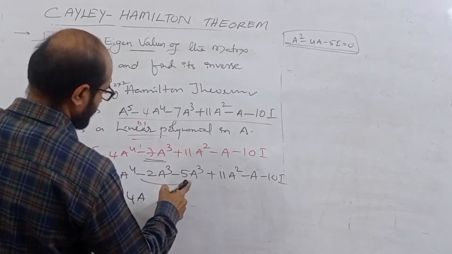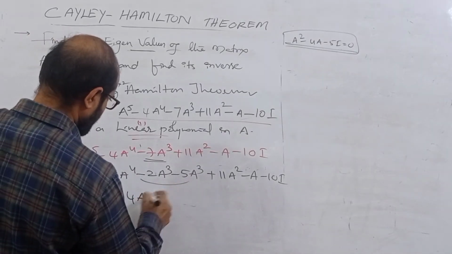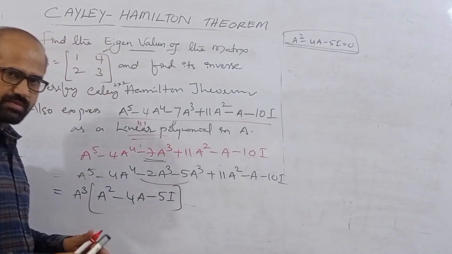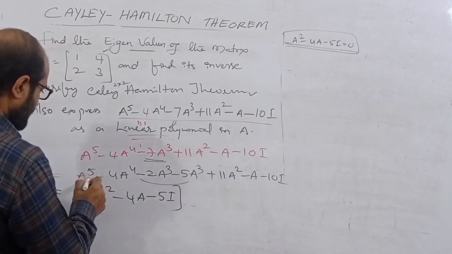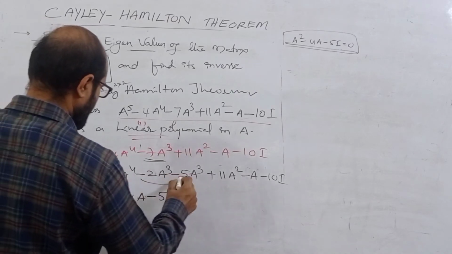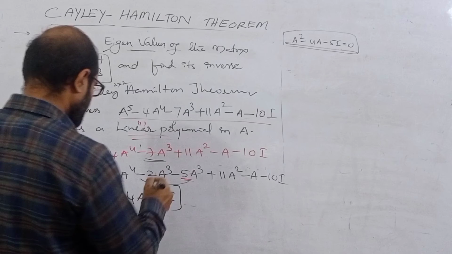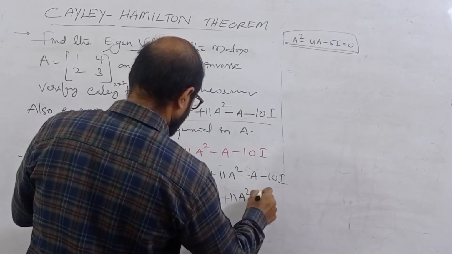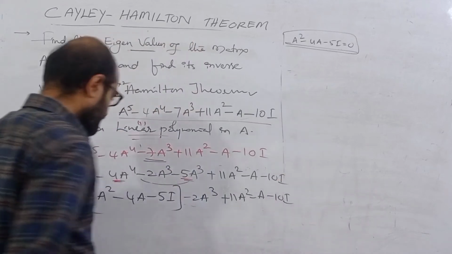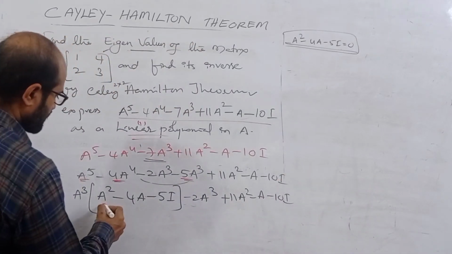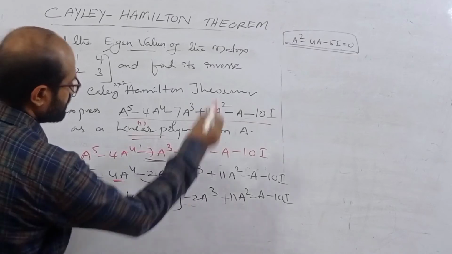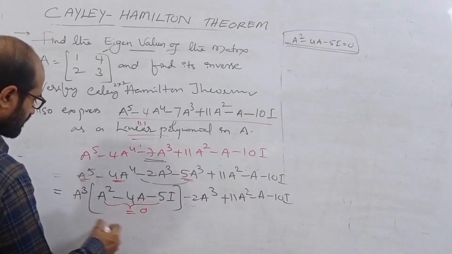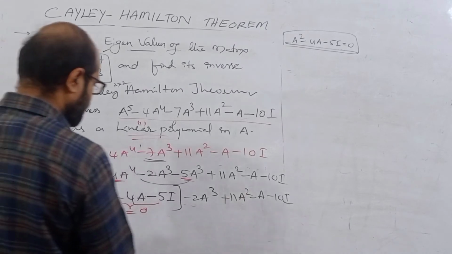because A cube is common. Now I want 5I from this. A cube is common, then minus 5, so simply I can write minus 5I. Now A power 5 is over, and this is finished. What is remaining? Minus 2A cube plus 11A square minus A minus 10I. Now what is this? A square minus 4A plus 5I value is 0. So this total, A cube into 0, is 0.